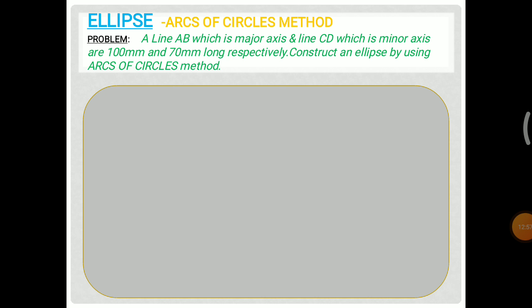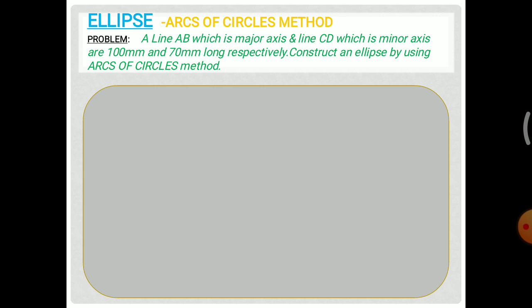And next method is the arcs of circles method in the ellipse. This is the fourth method, and this method is very important as compared to the university exams as well as the board exams also. So it is an important method. So first you have to define the problem. Let us see the question there.